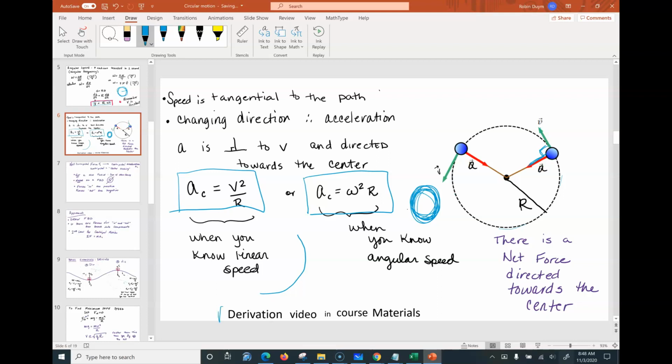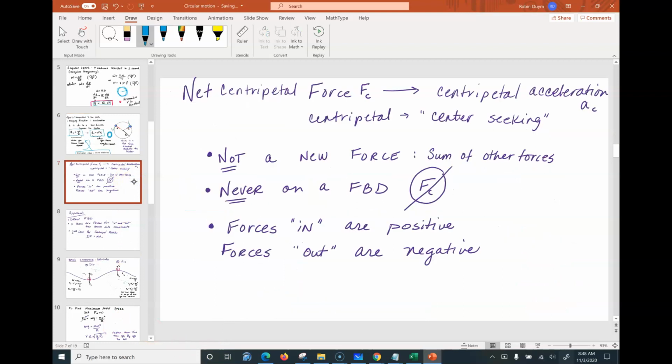There is a derivation video that proves how to get to a_c equals v squared over r. But we don't need to go through that. It would probably be a great idea for you to watch it. Okay, a couple things about this net centripetal force, usually F sub C.